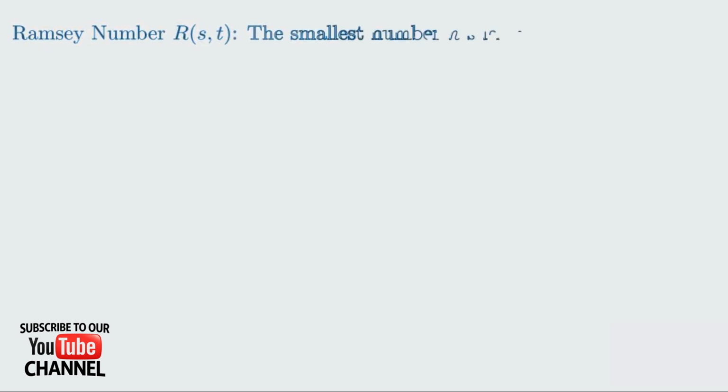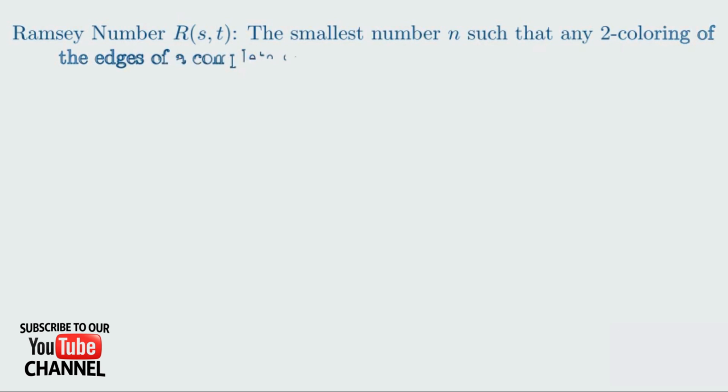So, what exactly is a Ramsey number? Let's start with a simple idea. The Ramsey number R(S,T) is defined as the smallest number of vertices, let's call it n, in a complete graph such that if you color the edges of that graph with two colors, let's say red and blue, you are guaranteed to find either a complete subgraph of size S with all red edges, or a complete subgraph of size T with all blue edges.